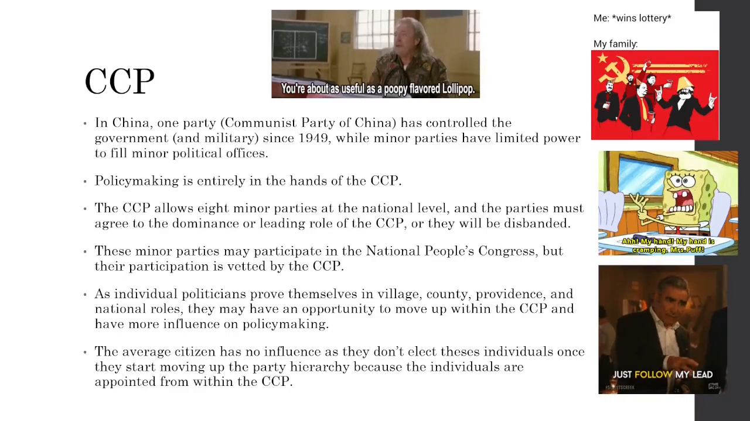The average citizen, though, has really no influence until they start climbing up the ladder. They don't elect these individuals once they start moving up the party hierarchy, because the individuals are appointed from within the CCP. So they're not elected, they're appointed. Very, very, very important that you get this in your head.